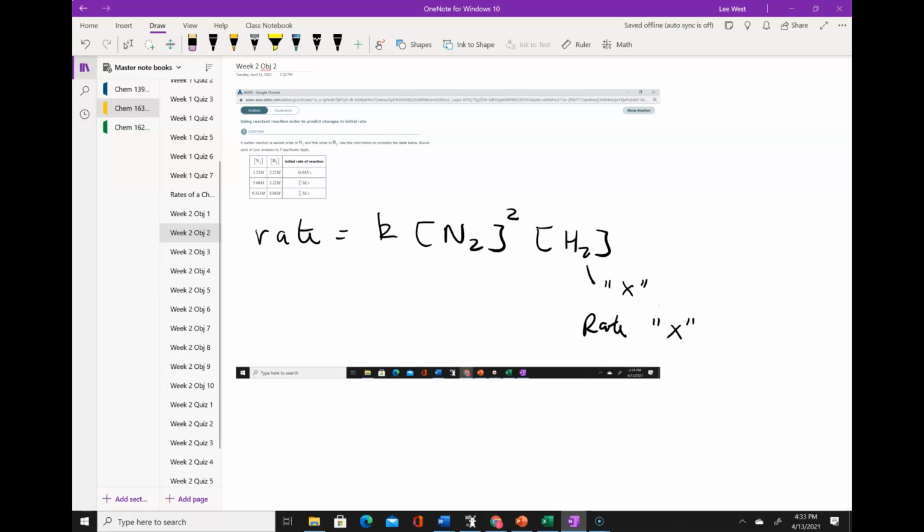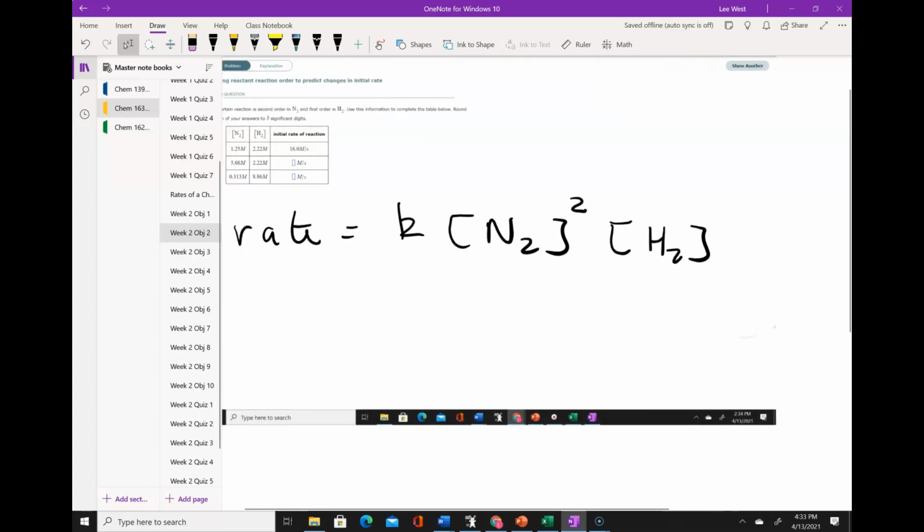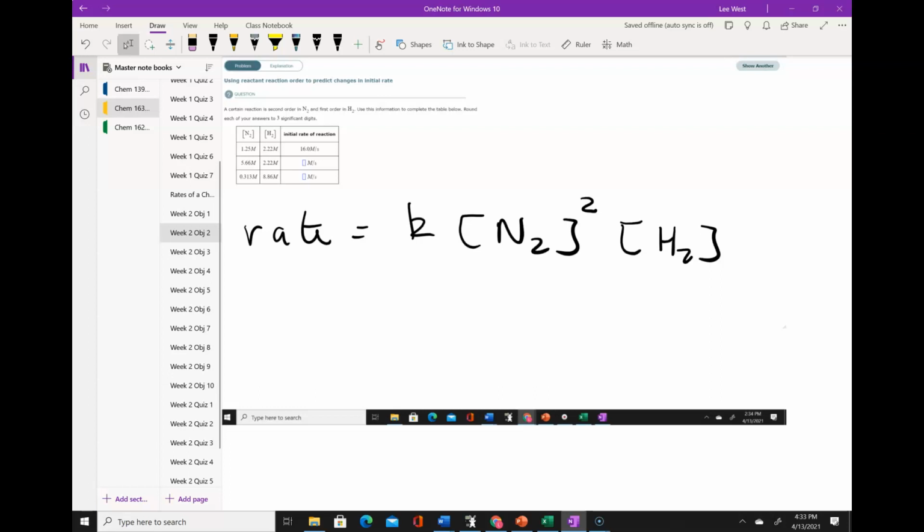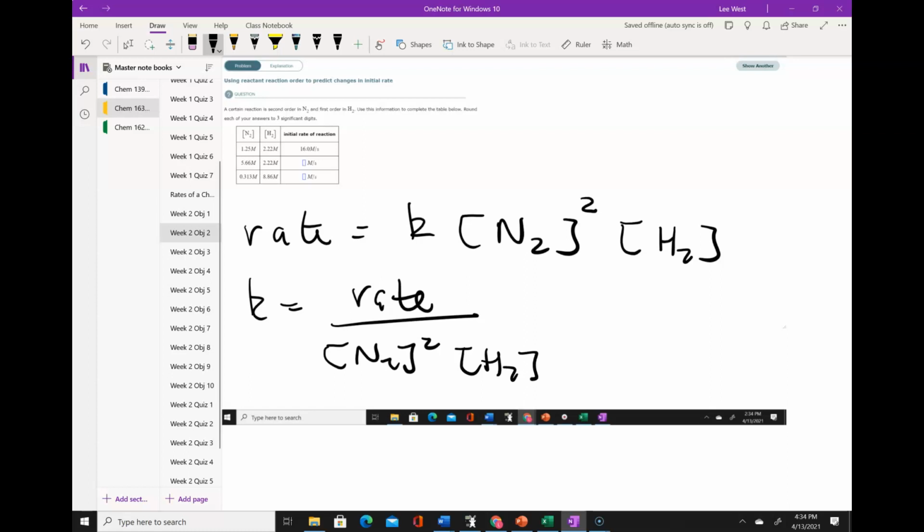All right, so let's look at the problem. In the first line, we're given concentration data and the rate of the reaction. And this is just kind of code for telling you what K is, because K is just the rate of the reaction divided by N2 squared multiplied by H2. So the first line is really just allowing you to calculate what K is. And then once we've got K, because we've got the rate law, we can figure out the rate as long as we have concentration data.